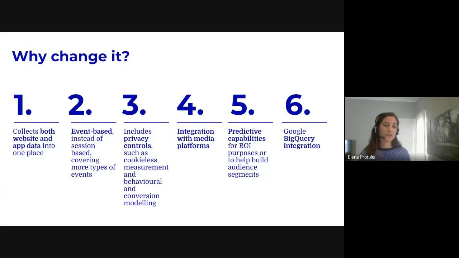So why did Google change it? GA4 now collects both website and app data into one place, which previously wasn't being done. What's quite nice is it's event-based instead of session-based, so it's covering more types of events. It now includes privacy controls, such as cookieless measurement, which is what Google's driving for a cookieless future, which should probably be implemented next year, something that's also been delayed for ages, and behavior and conversion modeling. You've now got integration with media platforms, predictive capabilities, and I'll show in the reports how it does that. It probably needs a lot more work, but they're starting to do that, as well as Google BigQuery integration.